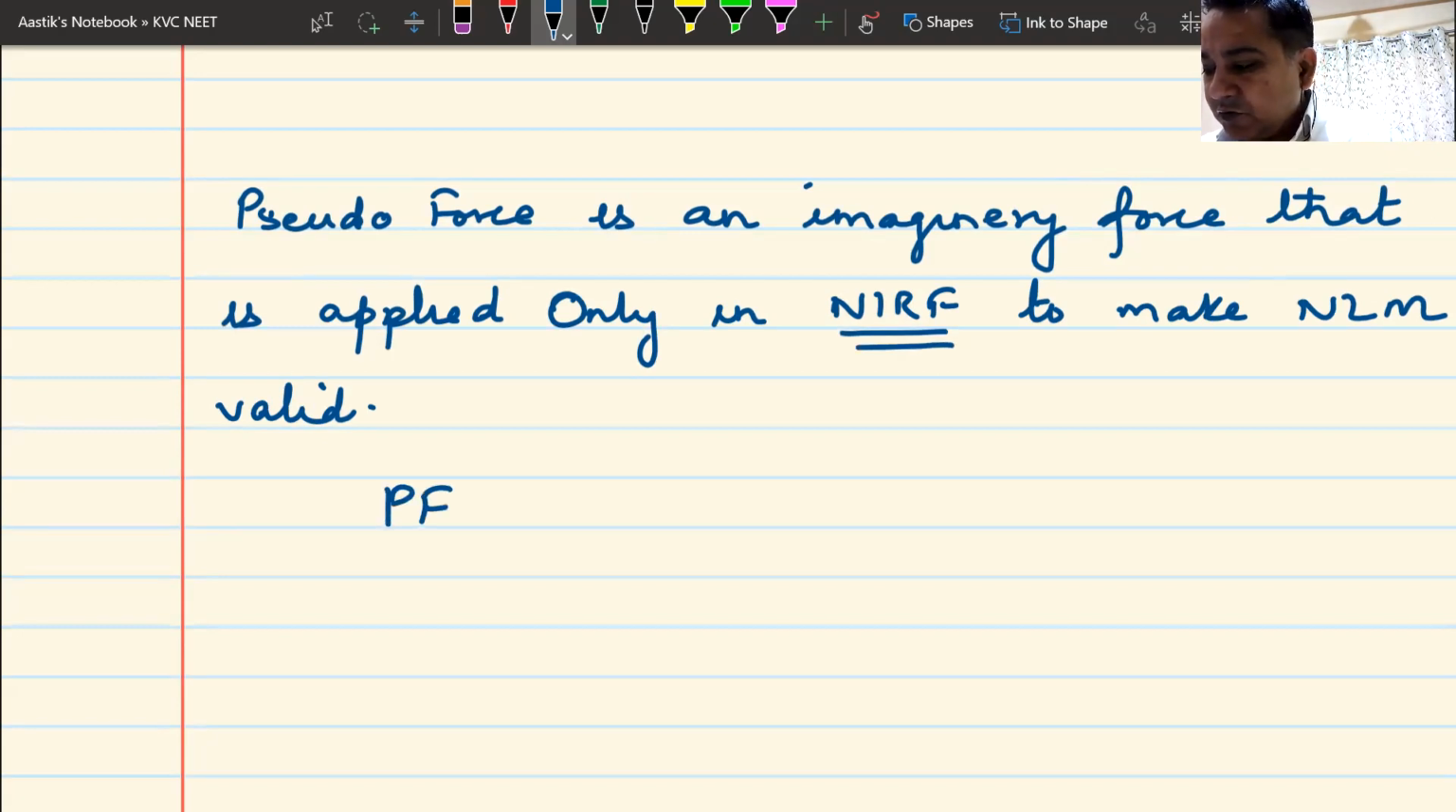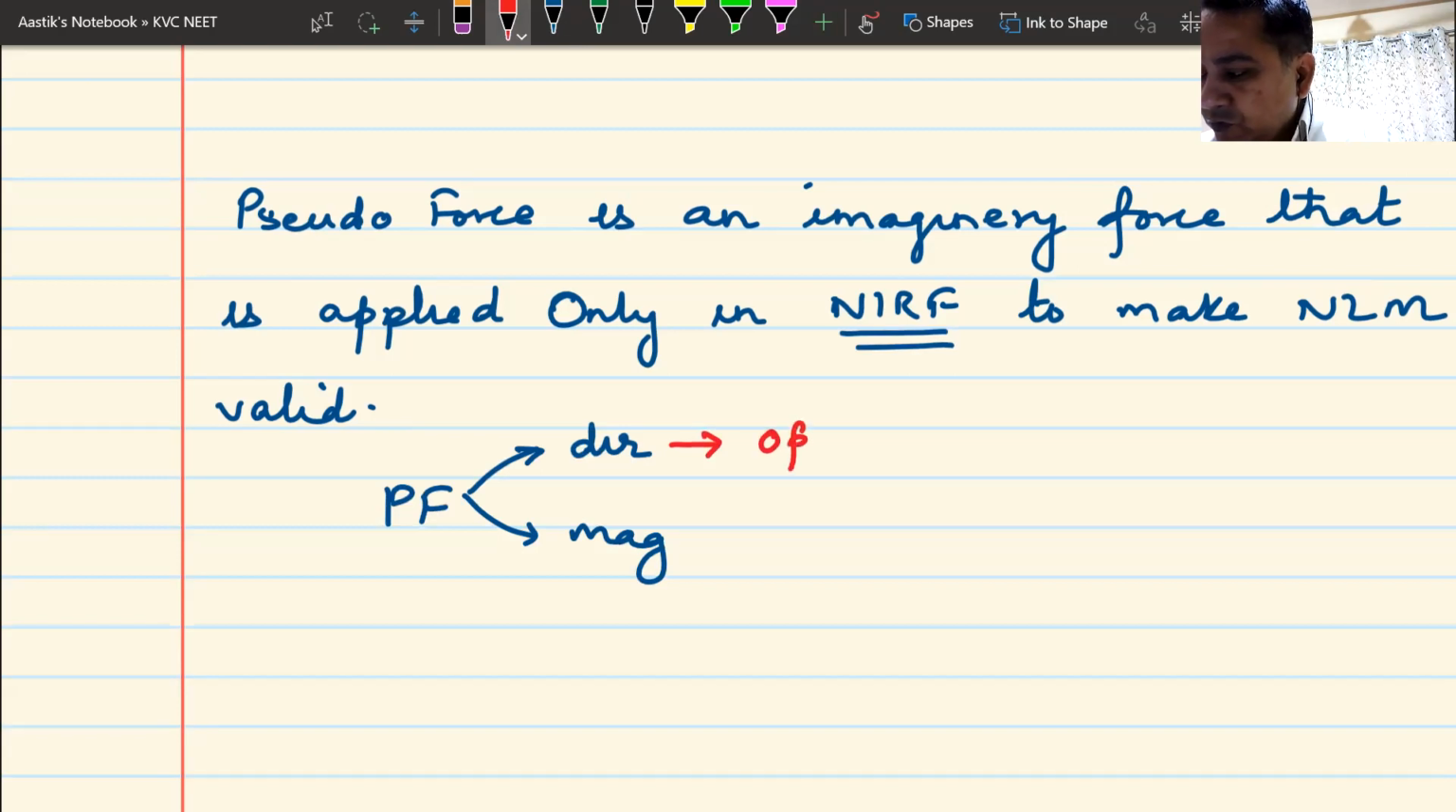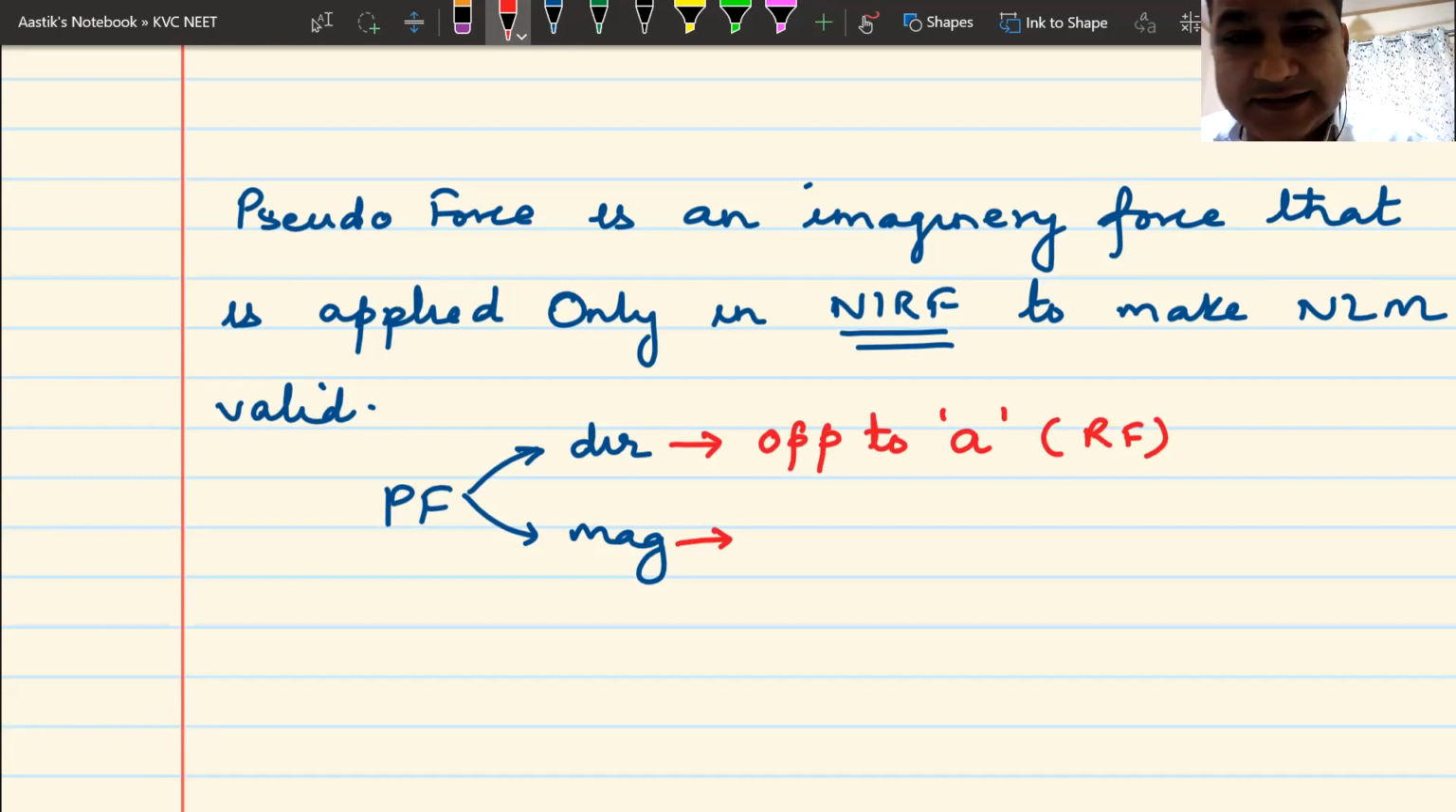Now for this pseudo force, there must be two things. There must be a direction, and there must be a magnitude. What is the direction of pseudo force? It is opposite to the acceleration, not of the body, but of the reference frame. The reference frame is accelerating. So whatever the acceleration is, pseudo force must be opposite.